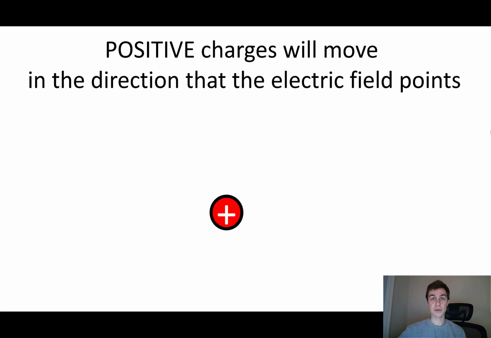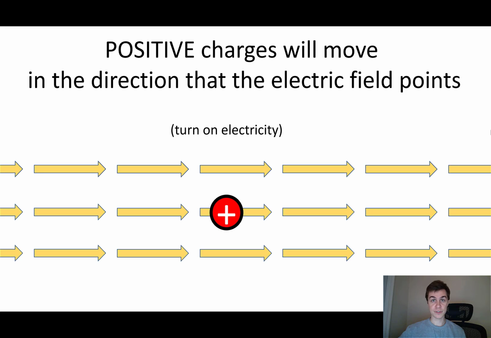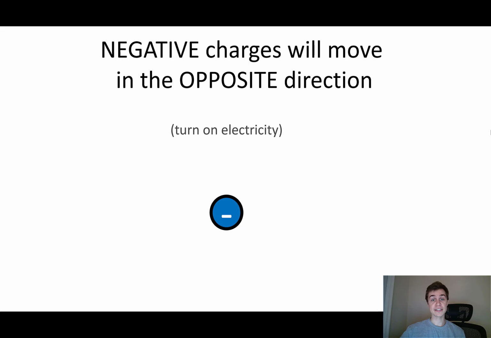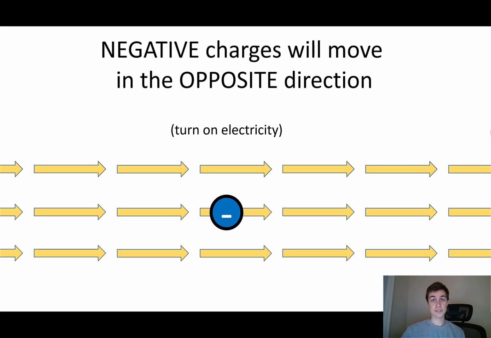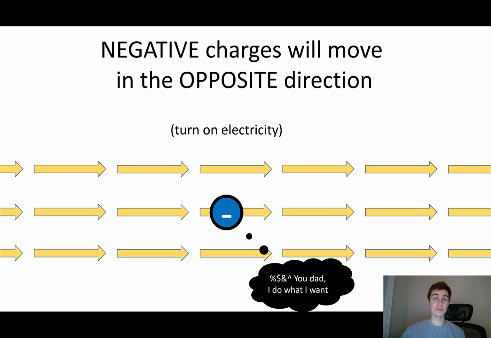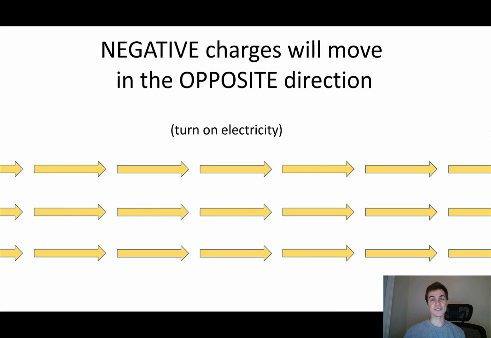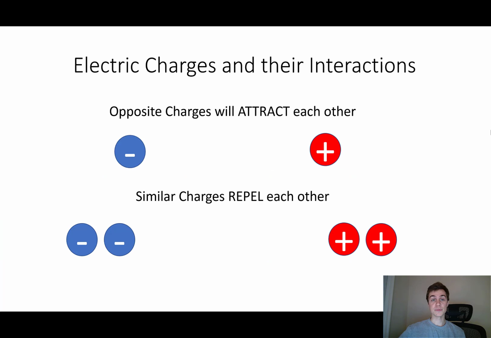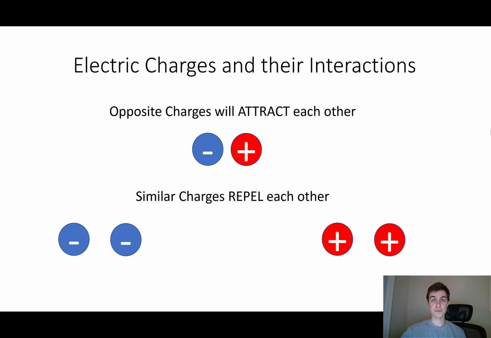So for example, if I have a positive charge and I put it inside an electric field pointing to the right, what this positive charge will do is it'll sort of see these lines and decide to go in the same direction. So positive charges move with the field. Negative charges, in contrast, if I put one in the same electric field, it's going to see these arrows, but it's going to do the opposite of what the arrows tell it. Just like a rebellious teenager. Just does the opposite. So this results in opposite charges attracting. So positives and negatives, they'll move towards each other. But if you have a negative and a negative, or a positive and a positive, they're going to move away from each other and repel.